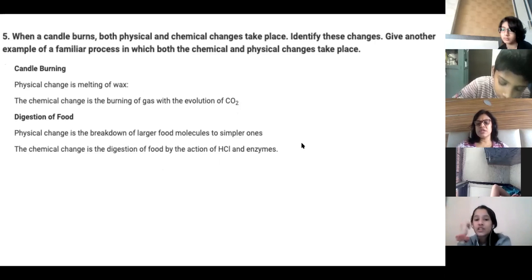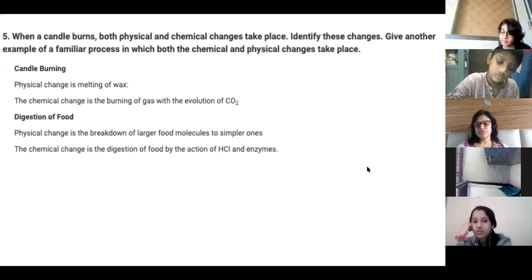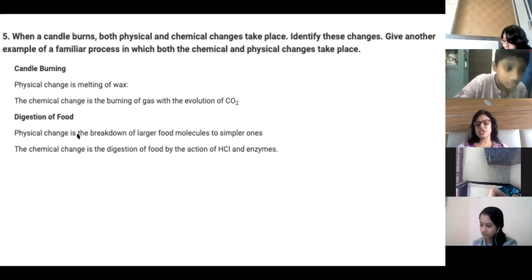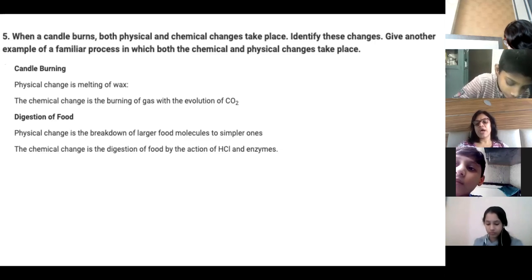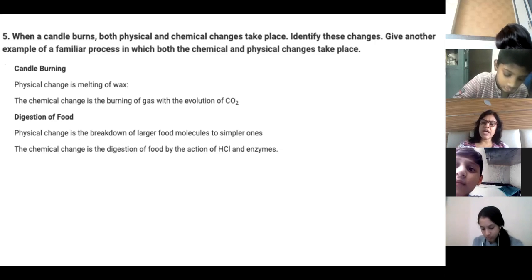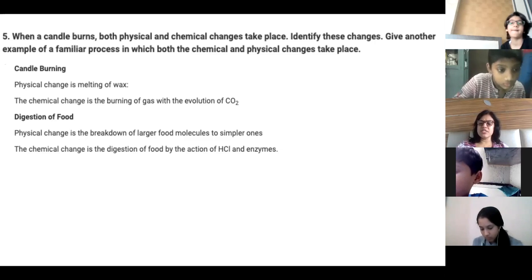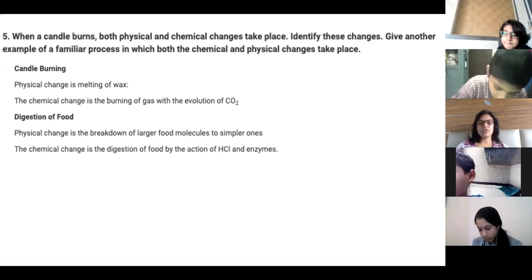Is digestion both chemical and physical? Yes, both take place, because digestion involves chewing also. Digestion starts with chewing. In chewing you are breaking down bigger particles into smaller particles. That is a physical change. When the enzymes act on the food particles, that is a chemical change.